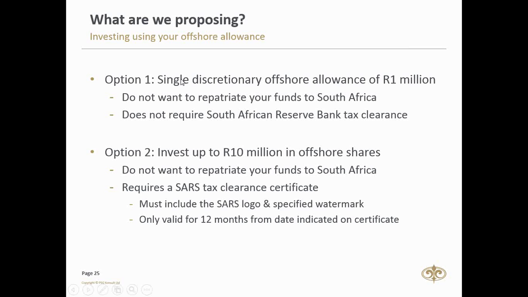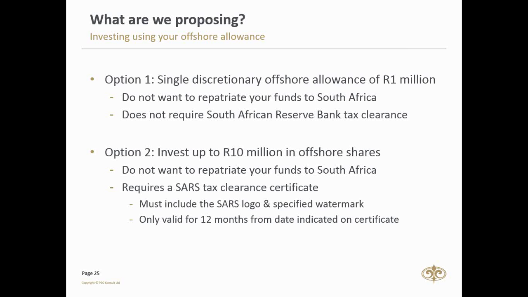Option number one is what we call using your discretionary offshore allowance. You have 1 million rand per year. This is if you don't want to repatriate your money back to South Africa. Option one does not require a tax clearance from the Reserve Bank. So you're allowed to take 1 million rand offshore every year without having to go through the process of getting tax clearance. If you want to take more than that every year, you can invest up to 10 million in offshore shares. Again, your objective is not to repatriate your funds back very soon.